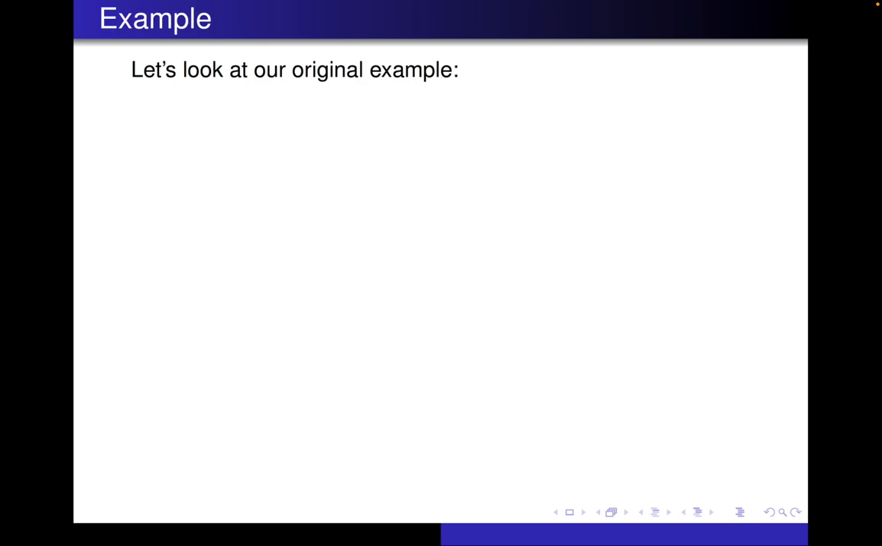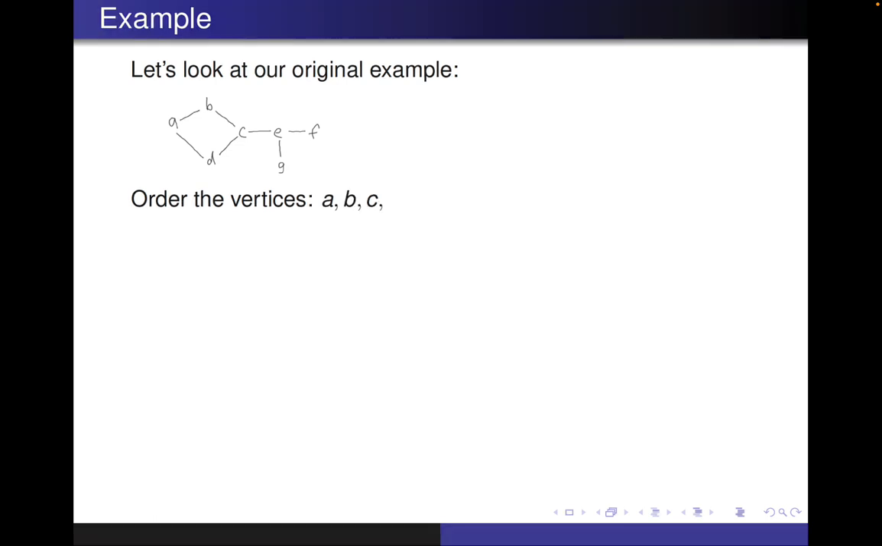So let's look at our original example. Here's the graph that we had, and we're going to see how to make an adjacency matrix. We're going to order the vertices in any way we want. I'm going to start off being boring and just do A, B, C, D, E, F, G, in alphabetical order. We're going to do it again later in not alphabetical order just to see how that goes. We don't have to put it in alphabetical order.